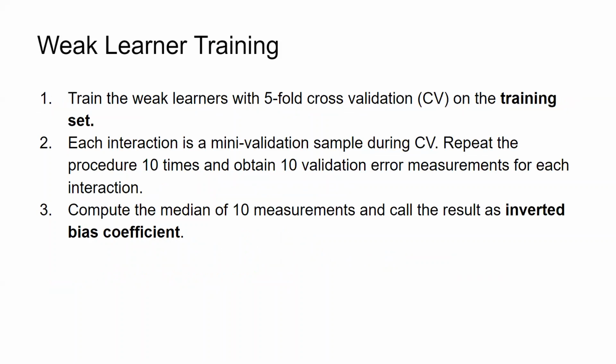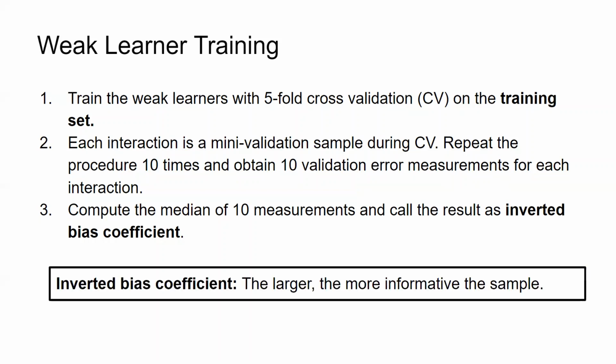Then we train the weak learner in order to quantify dataset biases. For the training, we train the weak learners with 5-fold cross-validation, and then repeat this procedure 10 times. When the cross-validation is repeated 10 times, each interaction actually becomes present in a validation set 10 times. And thus, each interaction is associated with 10 mini-validation error measurements. We then compute the median of these 10 measurements and call the median the inverted bias coefficient.